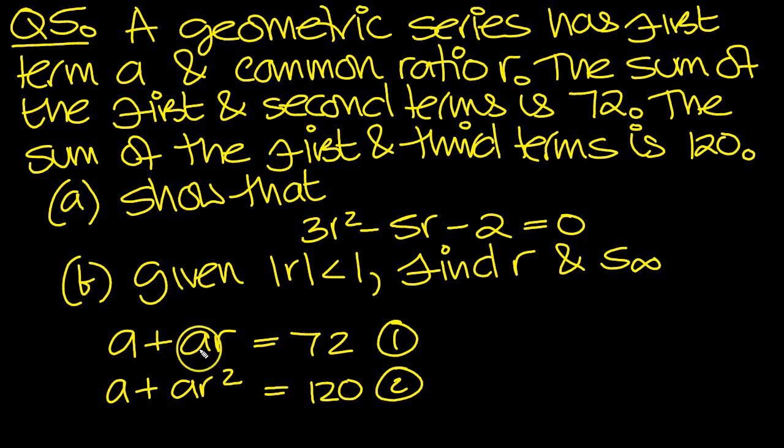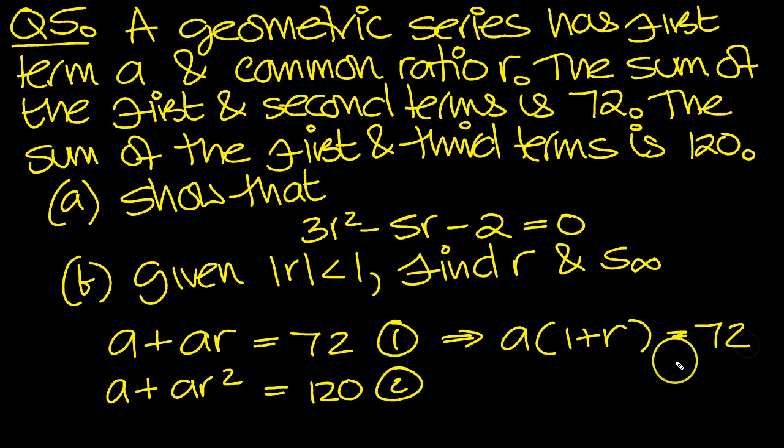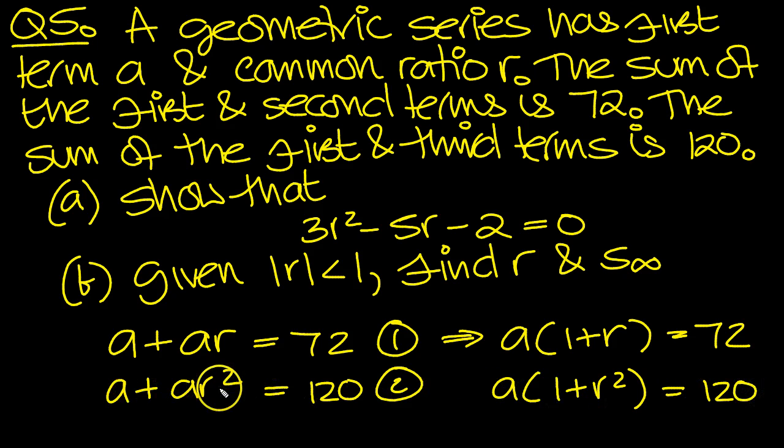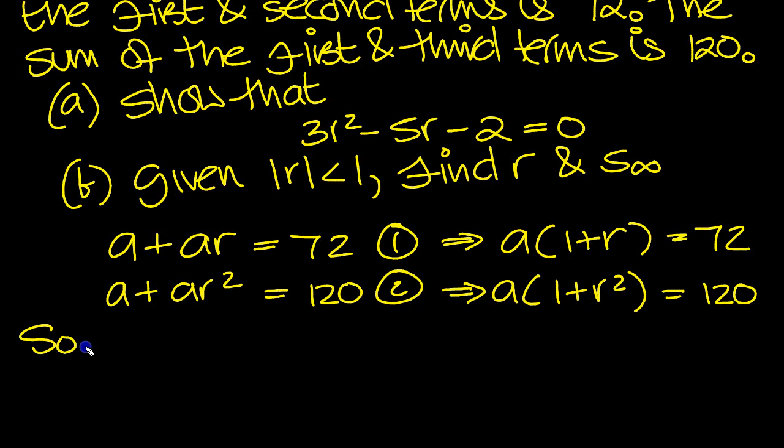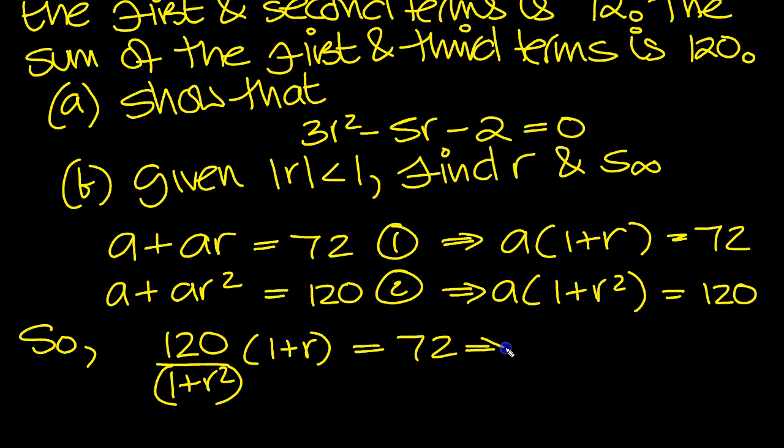Okay, so here we can see that A, take it outside a bracket, 1 plus R, is equal to 72. And here we can see that A, 1 plus R squared, is equal to 120 if we take the A outside a bracket. So we can then substitute A, can't we? So the A, which will be 120 over 1 plus R squared, that's A, times 1 plus R, must equal 72.